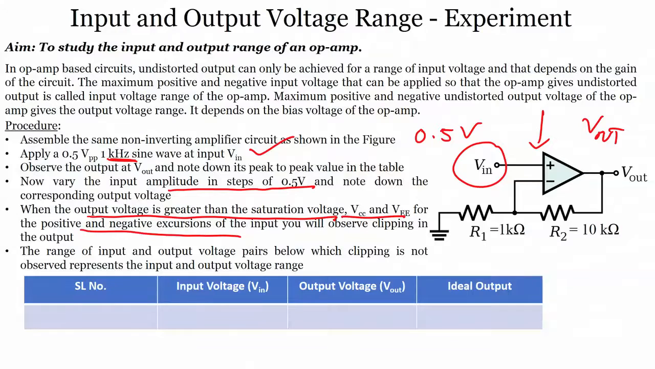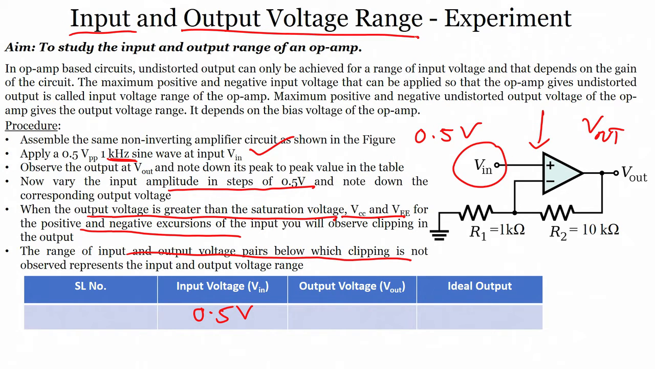That means the range of input and output voltage pairs below which clipping is not observed represents the input and output voltage range. So, now if you see this particular table, what do we have to write? We have to write the input voltage. So, first for input voltage we write 0.5 volts. What is the output voltage and what is the ideal output? Alright. This is how, when we measure, we can understand the input and output voltage range.